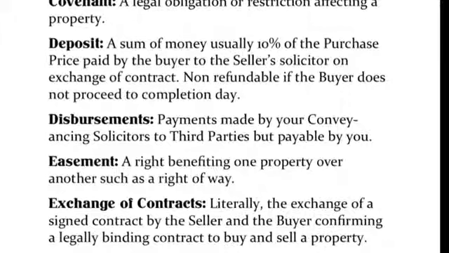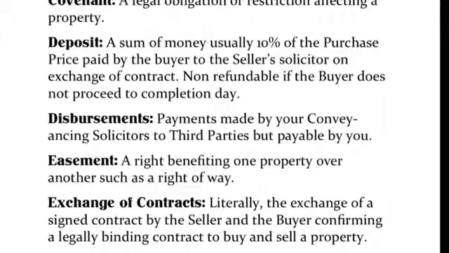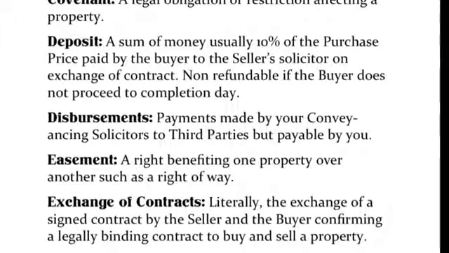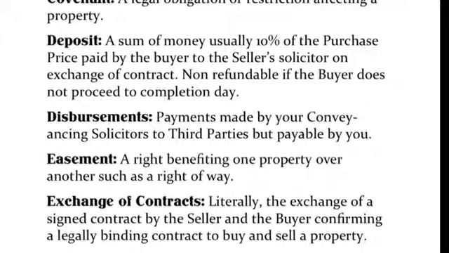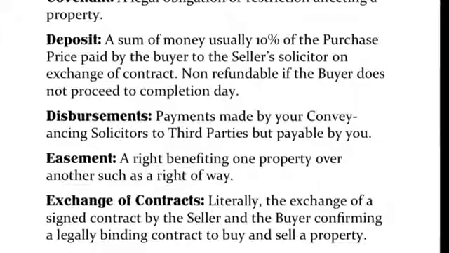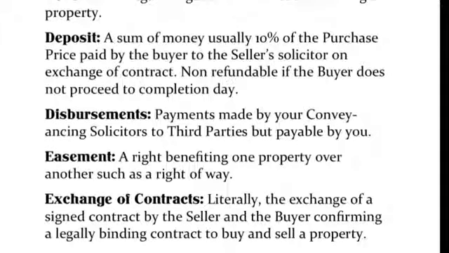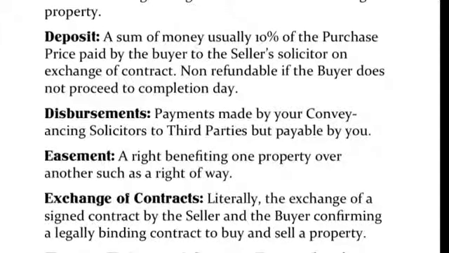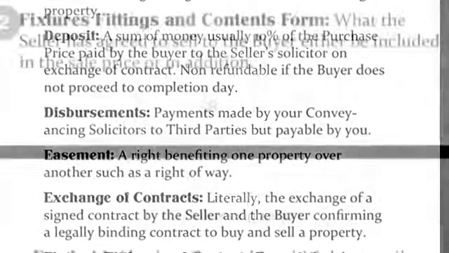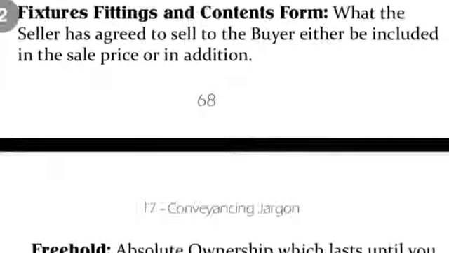Easement. This is a right benefiting one property over another, the most common being a right of way. Exchange of contracts. Literally, the exchange of a signed contract by the seller and the buyer, confirming the legally binding contract to buy and sell a property. Remember, if you don't go through with it, you then lose your deposit if you're a buyer.